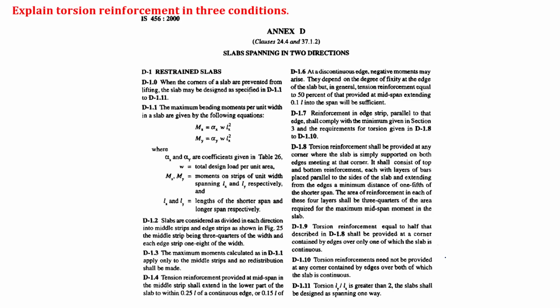So we have explained torsion reinforcement in three conditions. If you go to Annex D, they have mentioned torsion reinforcement. Torsion reinforcement is required for restrained slabs. It is not provided to simply supported slabs. And they have mentioned D-1.8, D-1.9 and D-1.10 as the clauses for torsion reinforcement. So we will see in detail.